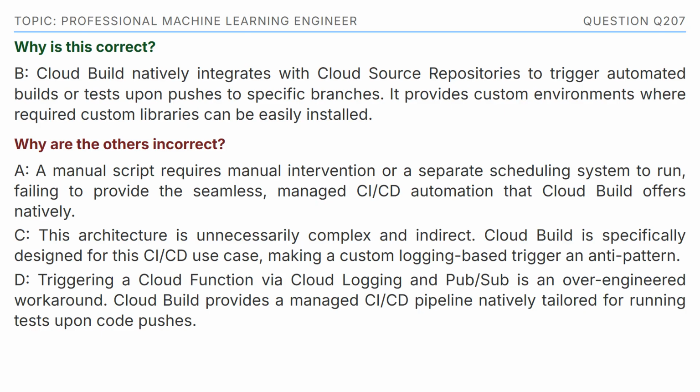Why are the others incorrect? A. A manual script requires manual intervention or a separate scheduling system to run, failing to provide the seamless, managed CI/CD automation that Cloud Build offers natively. C. This architecture is unnecessarily complex and indirect. Cloud Build is specifically designed for the CI/CD use case, making a custom logging-based trigger an anti-pattern. D. Triggering a Cloud Function via Cloud Logging and Pub/Sub is an over-engineered workaround. Cloud Build provides a managed CI/CD pipeline natively tailored for running tests upon code pushes.